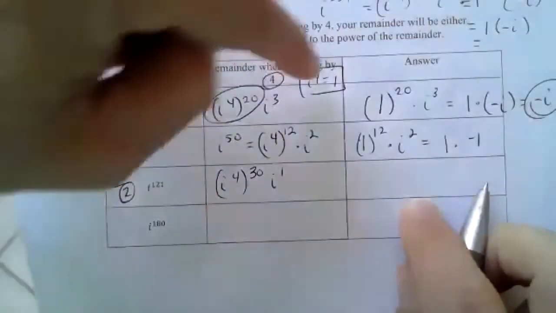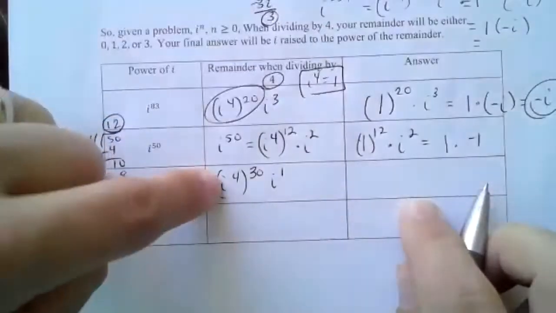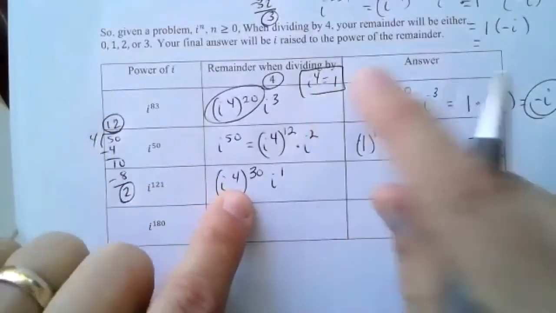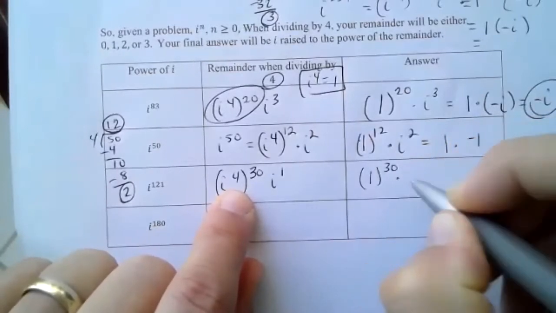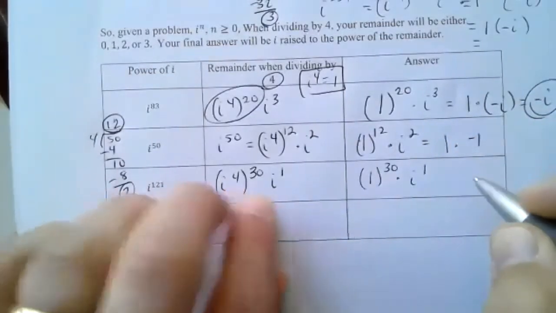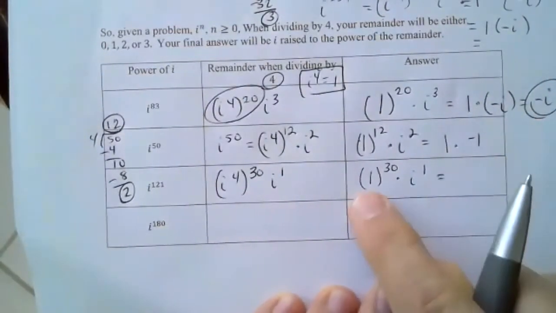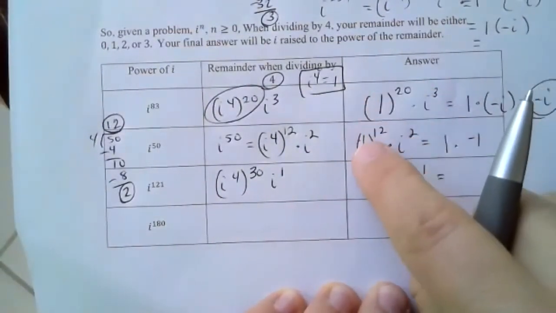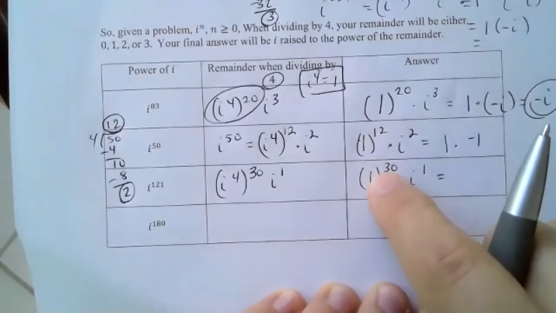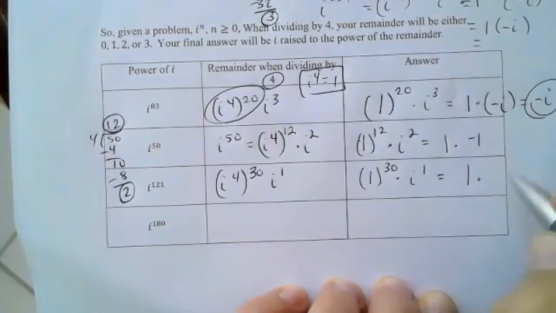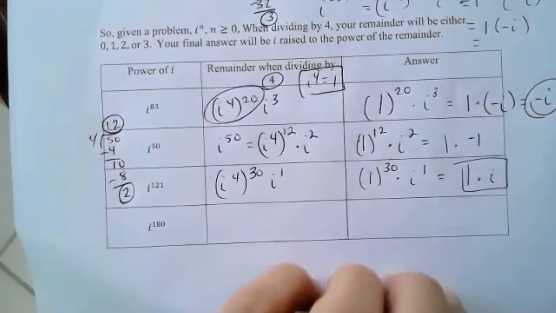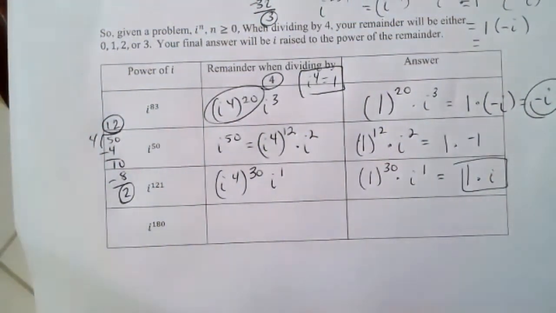And what's the point of i to the fourth? i to the fourth power is 1, okay? So we're going to put 1 to the 30th power, and then i to the 1, okay? So remember, i to the 20th power is 1, i to the 12th power is 1, i to the 30th power is 1. And then what is i to the 1 power? i.